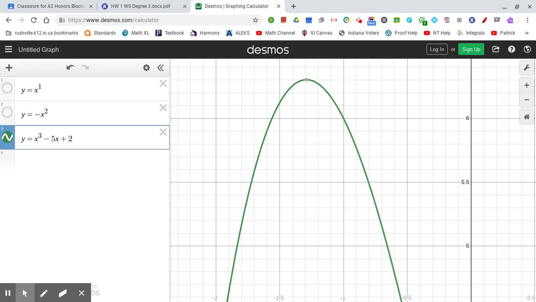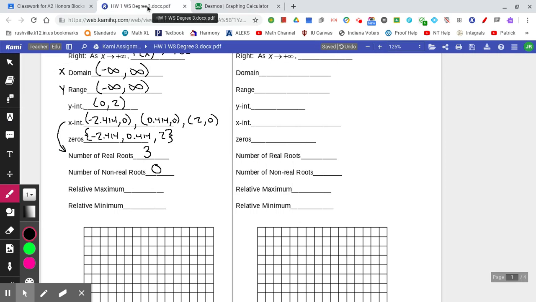So all you need to do, again, Desmos tells you all of your key points. All you need to do is click on your graph, the point appears, and then you just need to transfer, hey, this point right here, this ordered pair, this is a relative maximum. So I'm going to just copy down my relative maximum.